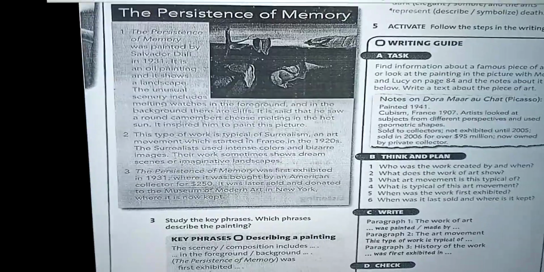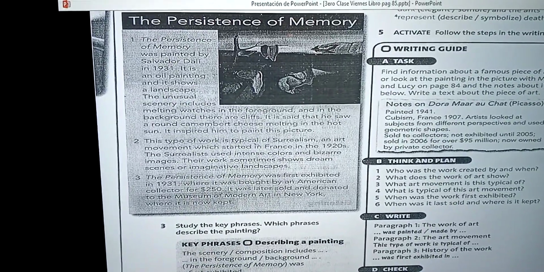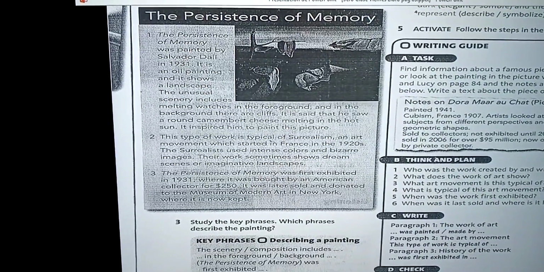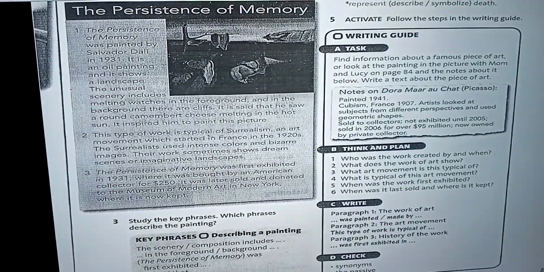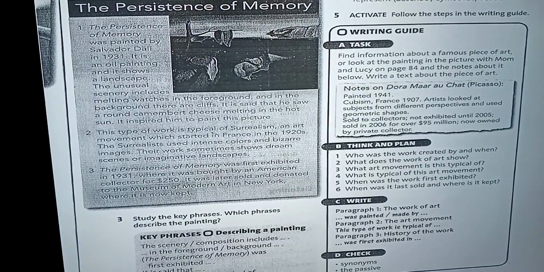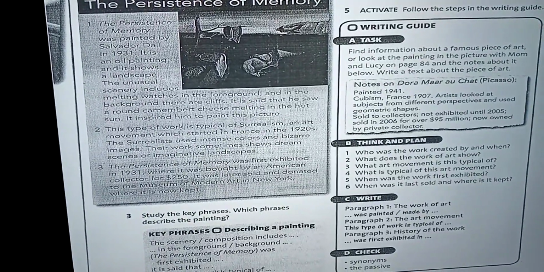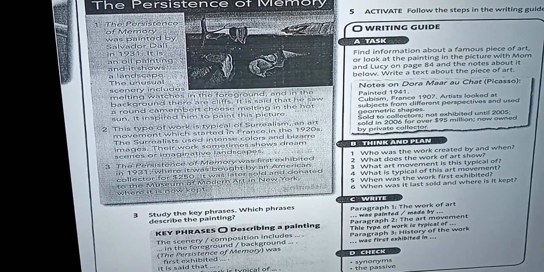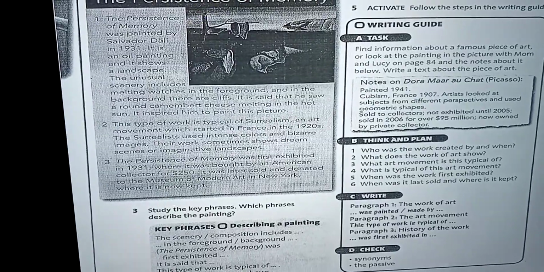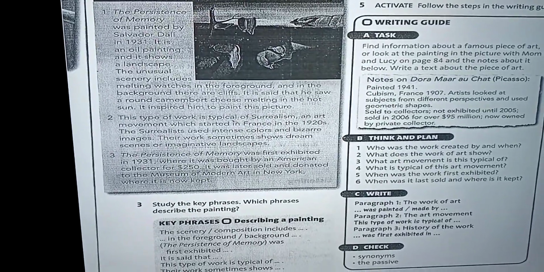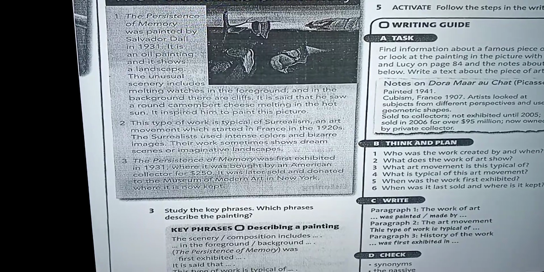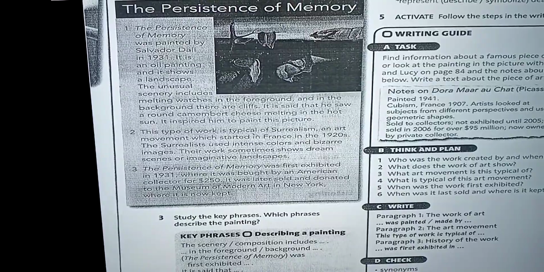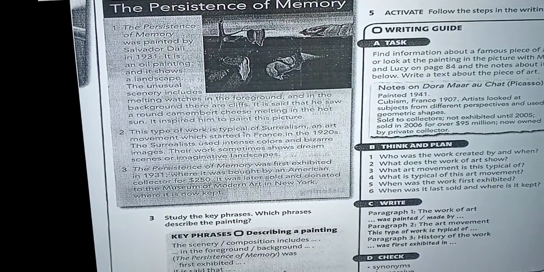Number one, The Persistence of Memory was painted by Salvador Dali in 1931. It is an oil painting and it shows a landscape. The scenery included a watch in the foreground. In the background, there are cliffs. It is said that he saw camembert melting in the hot sun, which inspired him to paint this picture.